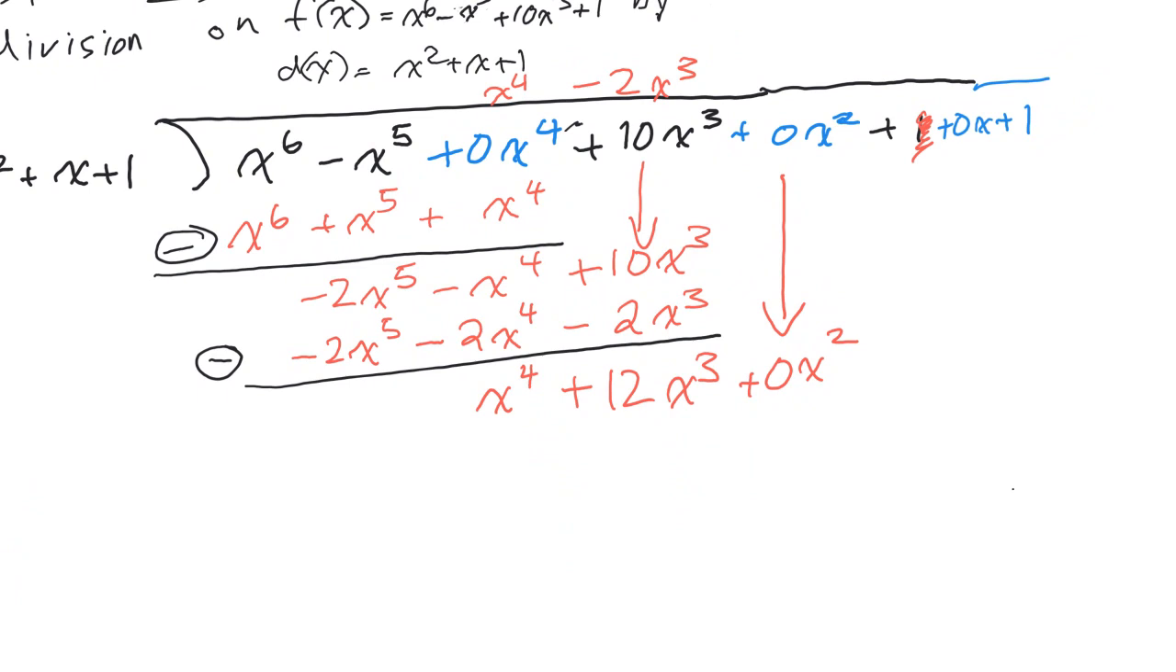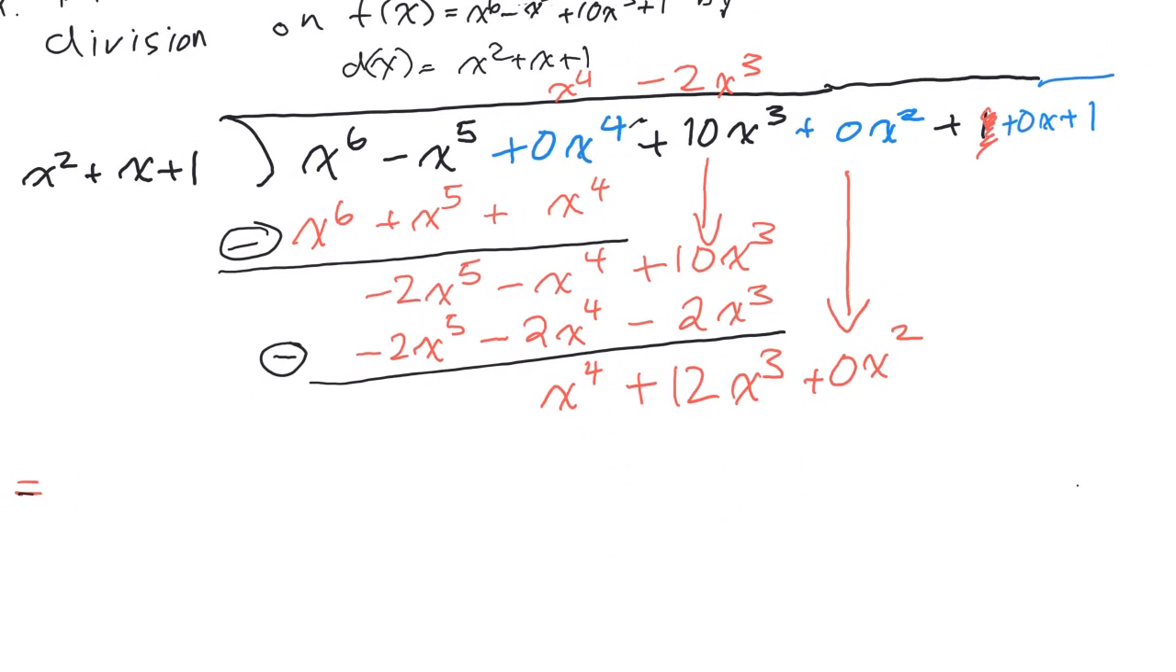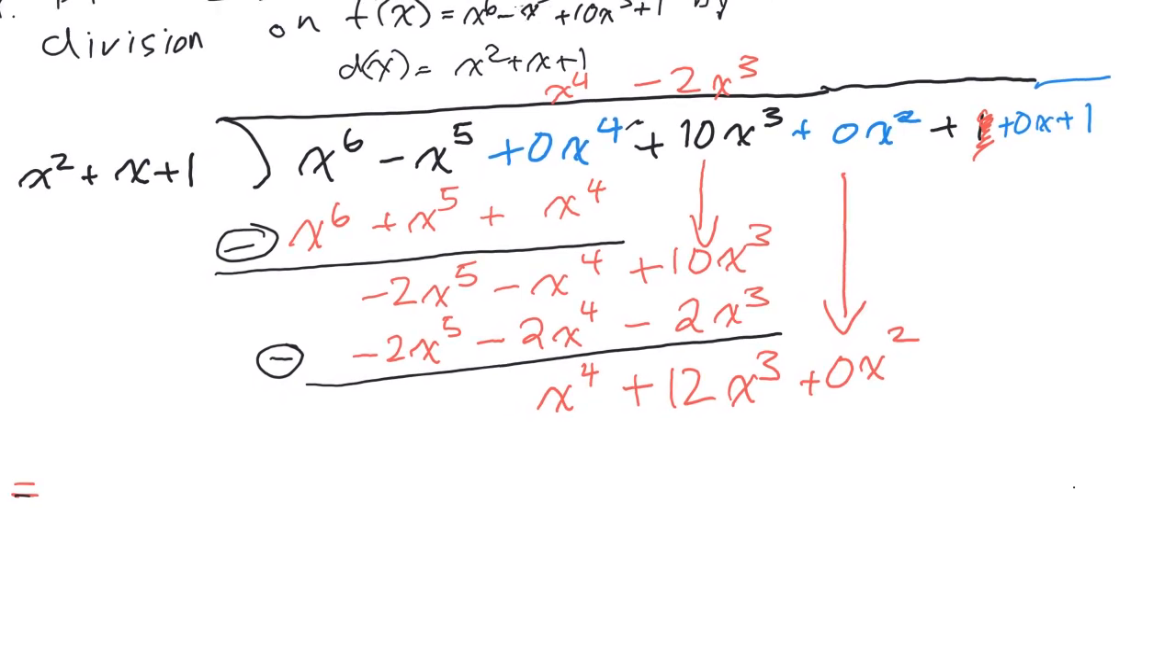So now, for this next bit, we're going to get rid of the x to the 4 term. So we need to take our problem and basically multiply the divisor by x squared. So we end up with x to the 4 plus x cubed plus x squared. So now we subtract again. And the zero coefficient, the zero number in front, goes away. So x to the 4 minus x to the 4 goes away.